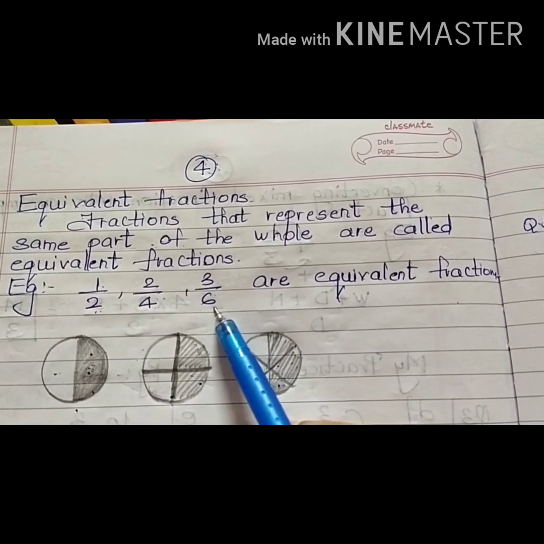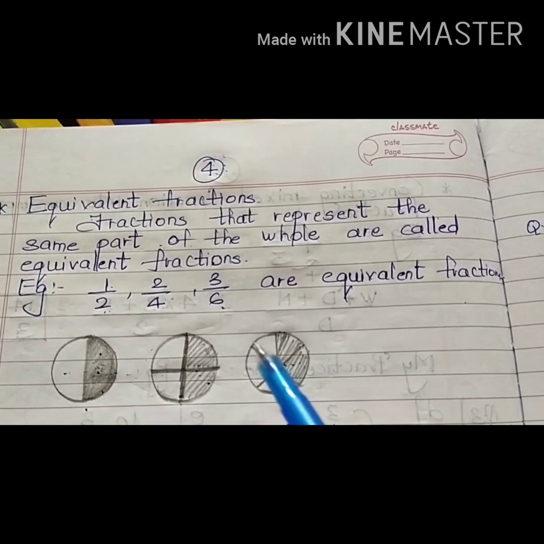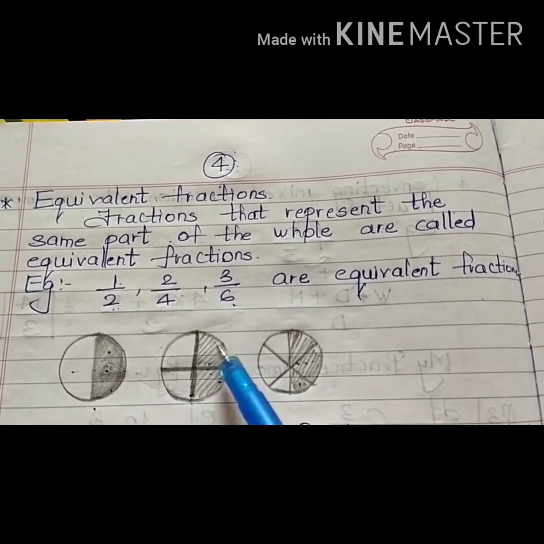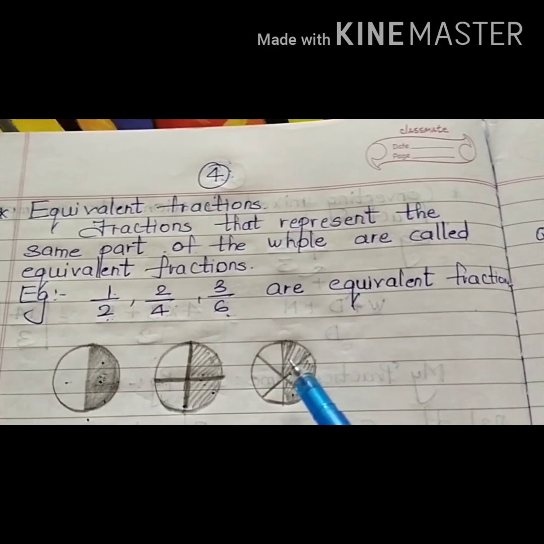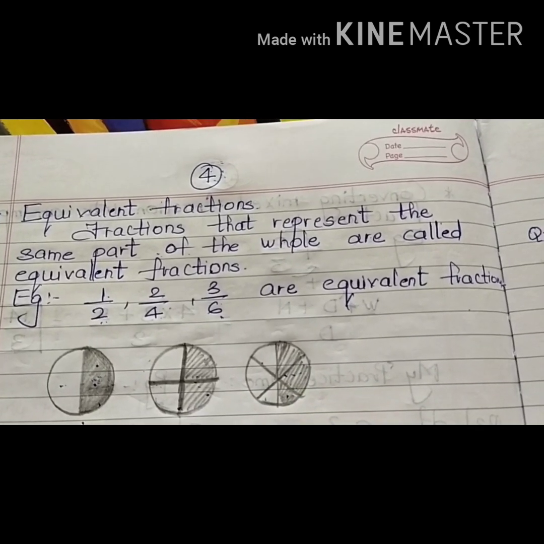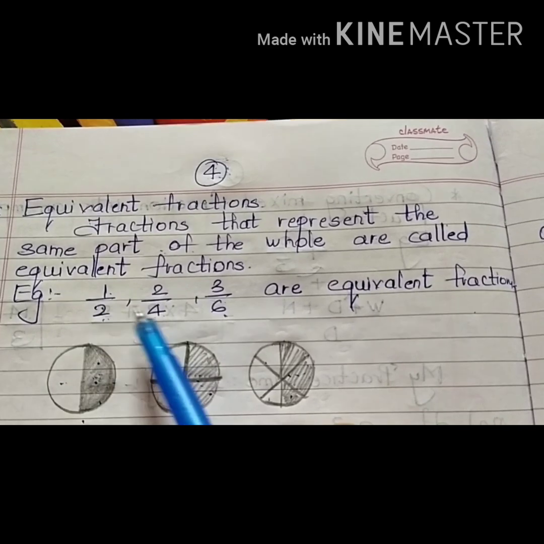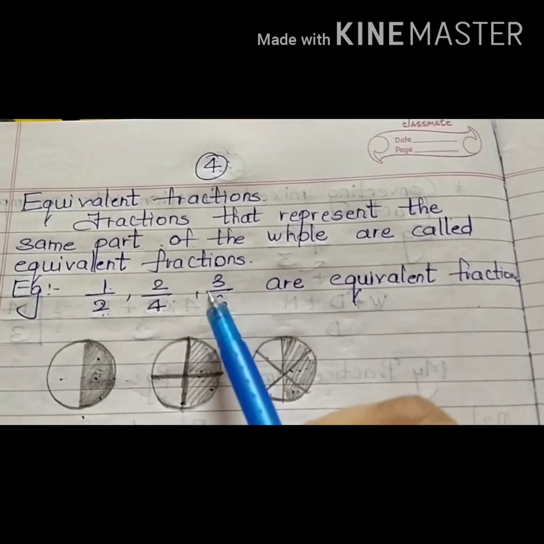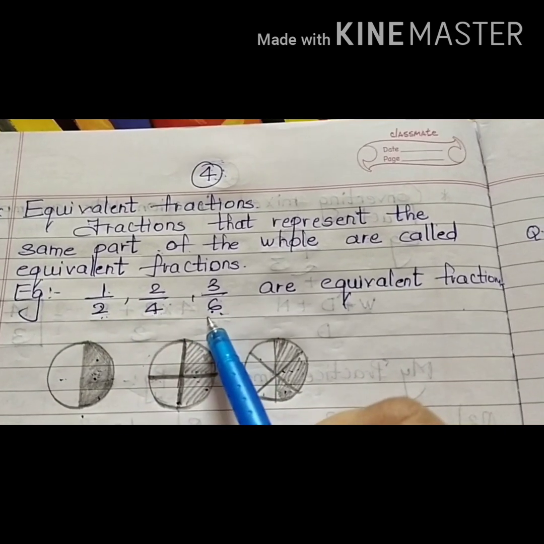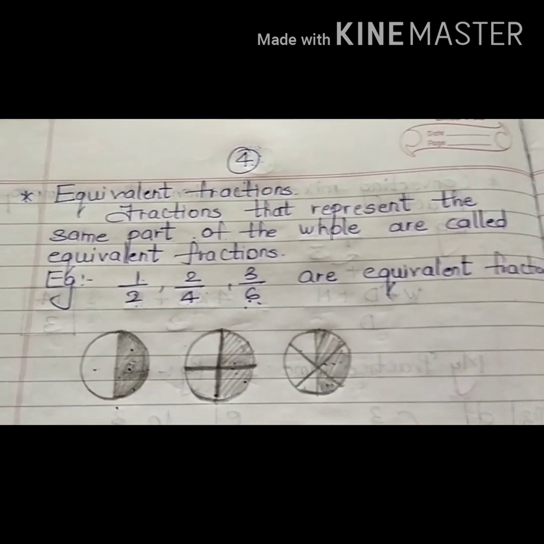Now children, if you observe, all of my 3 parts are the same. Just see, if I ignore this line, I could see that exactly half of it is shaded. If I ignore these lines, I can still see that 3 parts means half of it is shaded. So in short, half is the same as 2 upon 4, which is the same as 3 upon 6. That means even if the number changes, the value does not change. This is known as equivalent fraction.